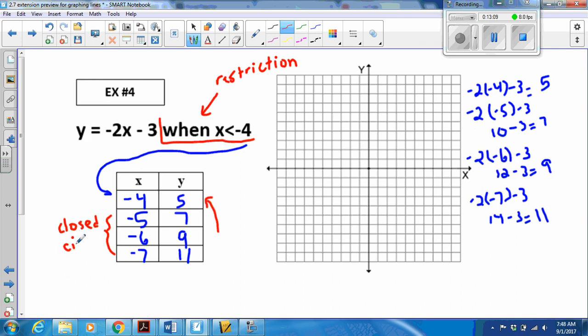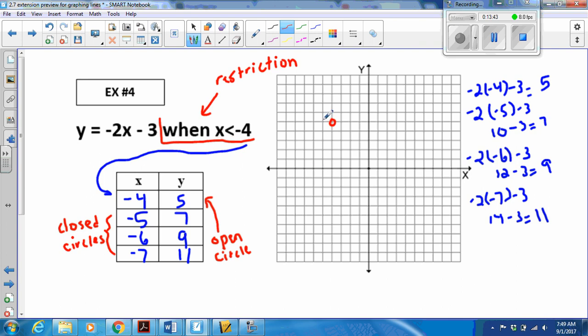So if we look at our inequality here, we have x is less than negative 4. Well, we don't have an equal bar here. So if we don't have an equal bar, that means we have an open circle, just like with our inequalities when we did it. Okay? So we have open circle. So we do an open circle on negative 4, 5. So we go over 1, 2, 3, 4, up 1, 2, 3, 4, 5. Make sure it's a nice open circle, not filled in. Now the rest of them are going to be filled in.